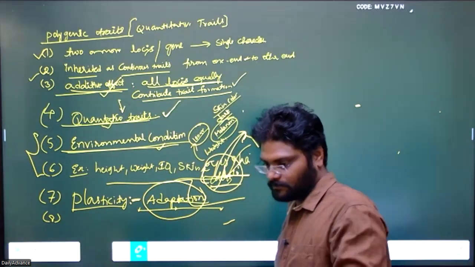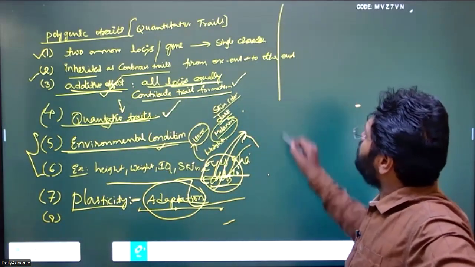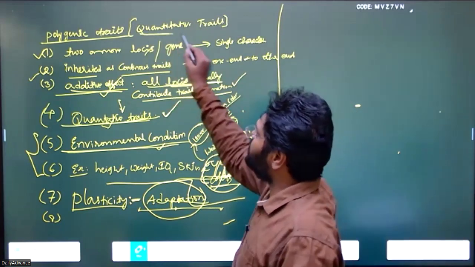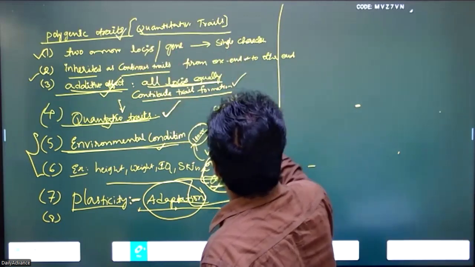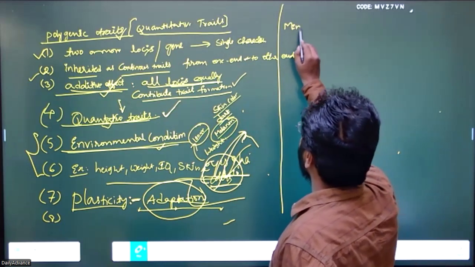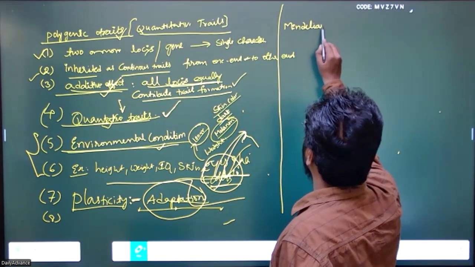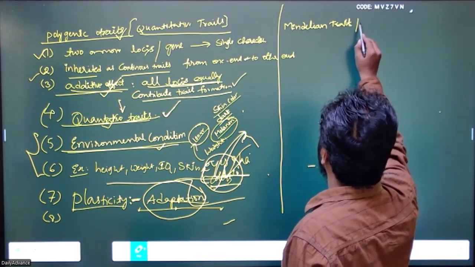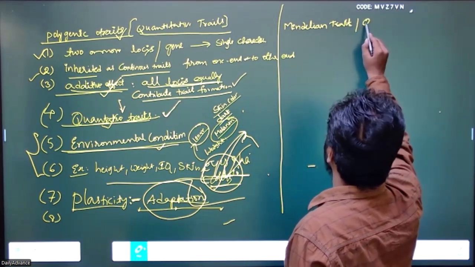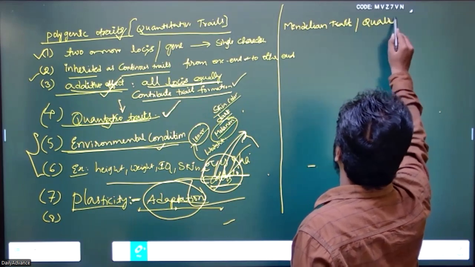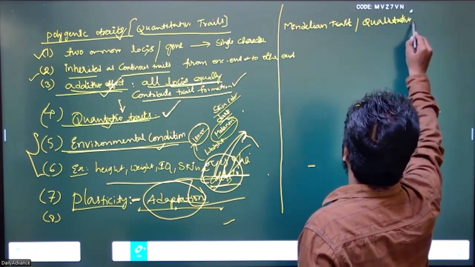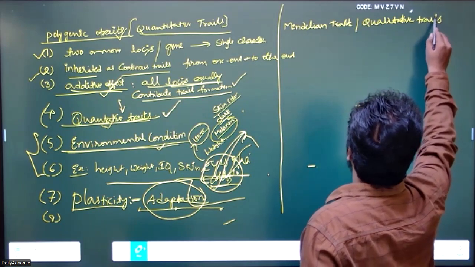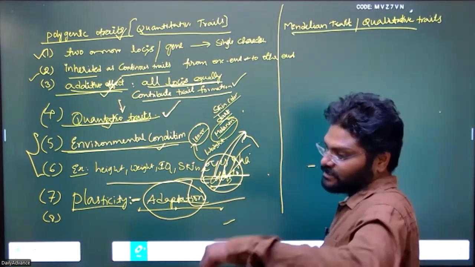So now these are all quantitative traits, polygenic traits. Now Mendelian traits are qualitative traits. Qualitative traits, so differentiation only, just differentiation.